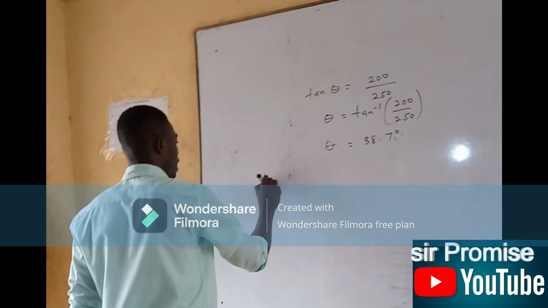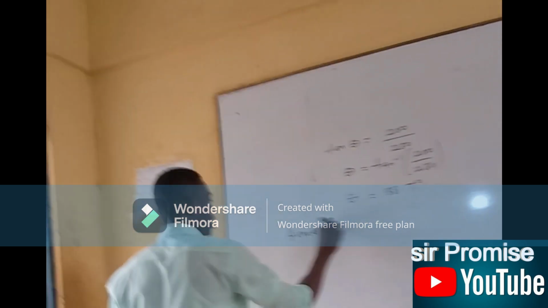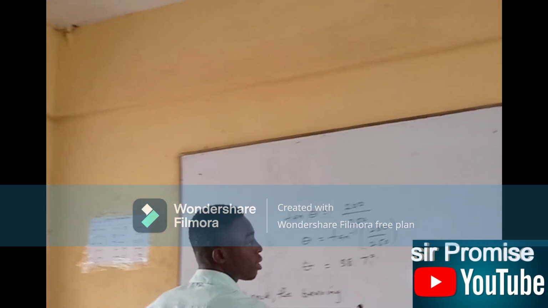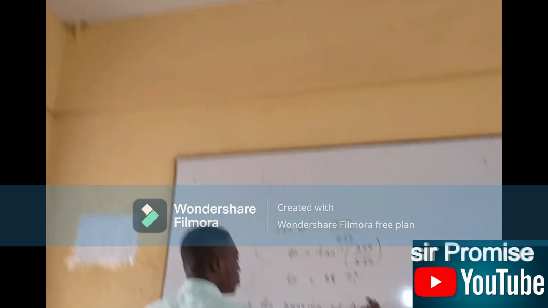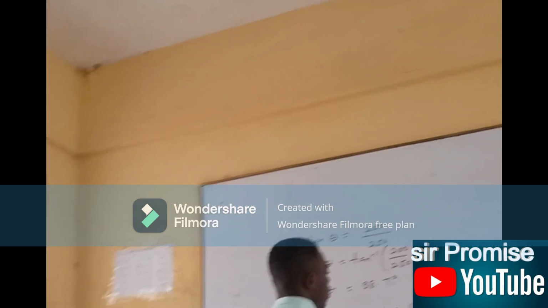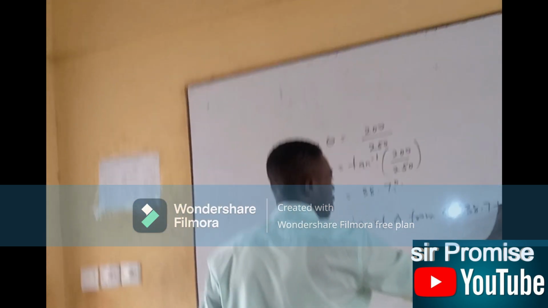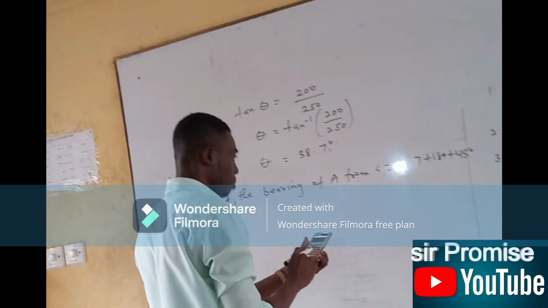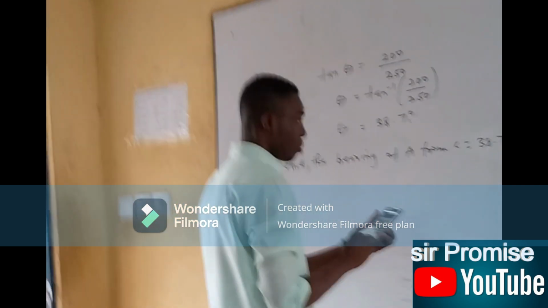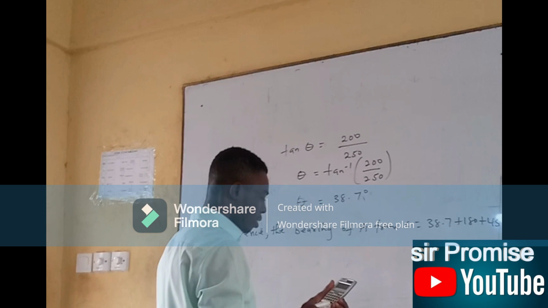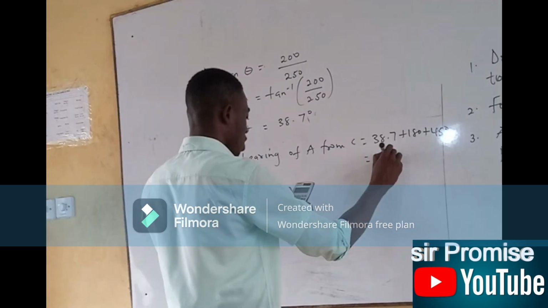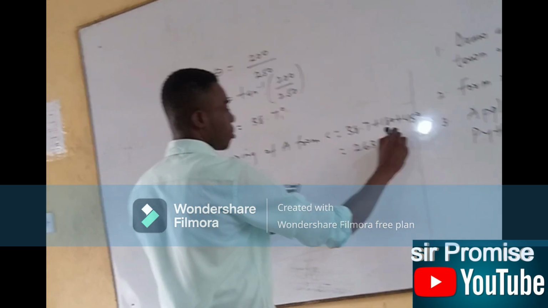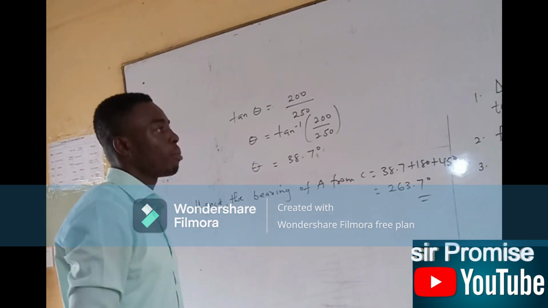So therefore you just write, hence the bearing of A from C will be equal to 38.7 plus 180 plus the 45 as we have there. So the 38.7 plus 180 plus 45 is going to give you 263.7 degrees. So that's going to be the bearing of it.